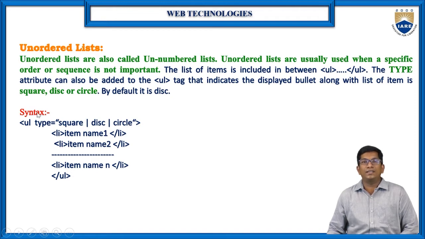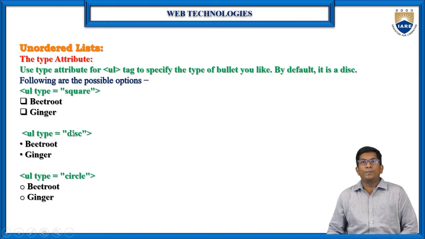So the syntax for the UL tag or unordered list is UL type equal to square, otherwise you can use disc or circle. It ends with the closing UL tag, that is /UL. In between that, you write the list items. So item name 1 you write between the li open tag and close tag. The second item, third item, fourth item, up to n items, we can write in li tags.